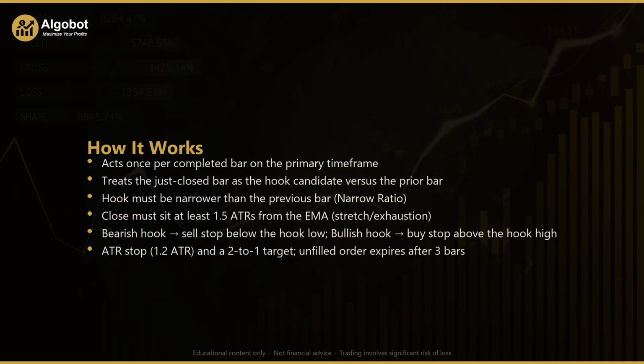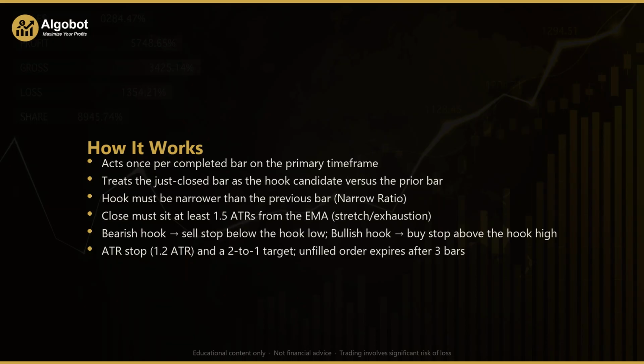For a bearish hook, the strategy signals when the candidate makes a higher high than the prior bar, closes below the prior close, and finishes in the lower portion of its own range, within the close location max fraction, 40% by default, all while stretched above the moving average. For a bullish hook, it detects the mirror image, a lower low, a close above the prior close, a finish in the upper portion of its range, all while stretched below the baseline.